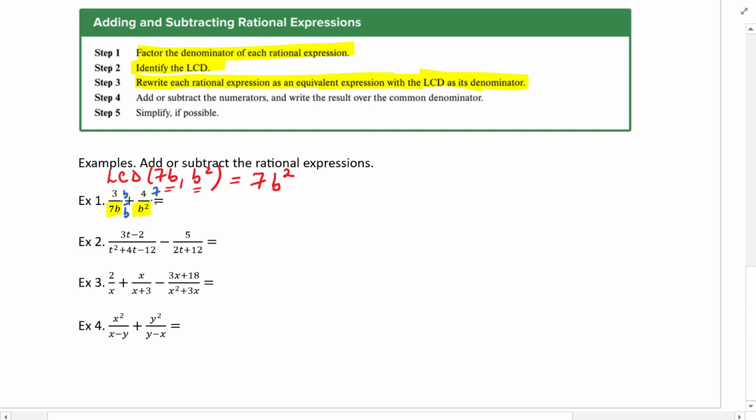The second fraction needs a 7 to end up with 7b squared. So now the numerator of the first fraction is 3b, the denominator is 7b squared, plus the second fraction is 4 times 7, 28 over 7b squared. So now our fractions have the same denominators, so we just add the numerators. So 3b plus 28 over 7b squared is the sum of the two fractions. I cannot factor any further, we cannot simplify, so this is the final answer.